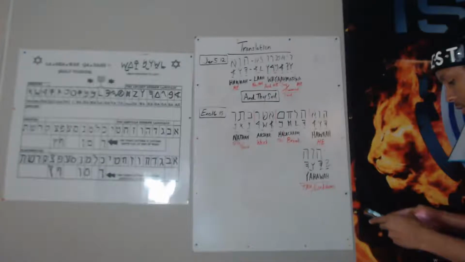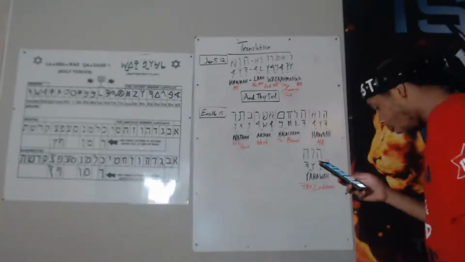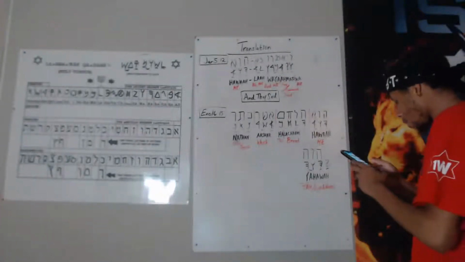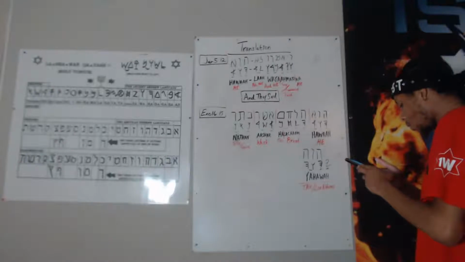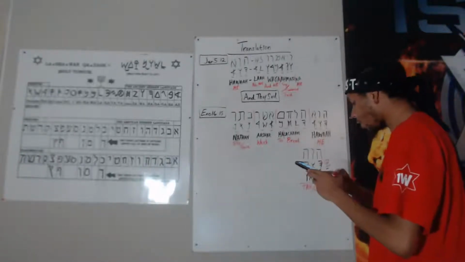All right. So now Exodus 16:15 says, and when the children of Israel saw it, they said one to another, it is manna, for they wist not what it was. And Moses said unto them, this is the bread which the Lord hath given you to eat.